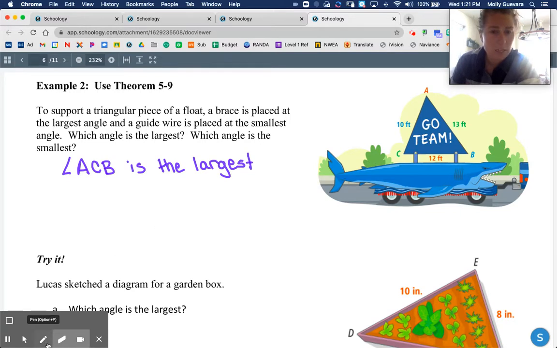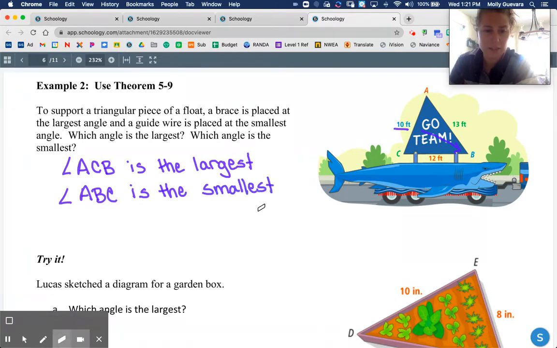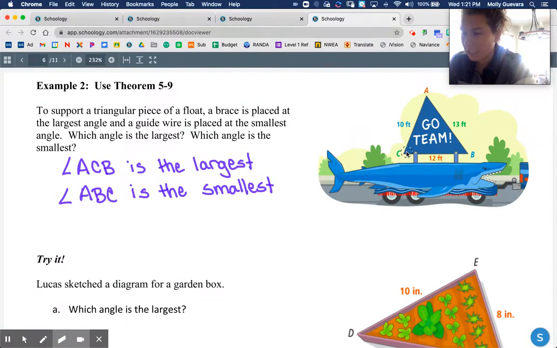That is the largest angle because it is across from the largest side. Then it says which angle is the smallest? Well, between 10, 13, and 12, 10 is my smallest side. So across from that, which is B, is the smallest angle. So now I can say that angle ABC is the smallest because it is across from the smallest side. So hopefully that makes sense and it's not anything too crazy here.